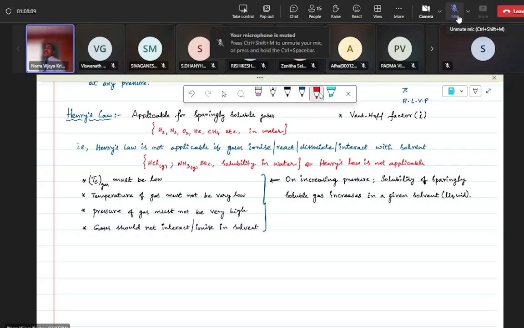Solubility is increasing means, can I say the number of moles of that gas in liquid is high? The solubility of gas is high means the number of moles of that gas in liquid is also high. So what happens to its mole fraction in liquid? Increases. Number of moles is increasing, so mole fraction increases.